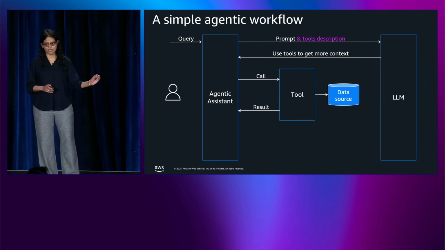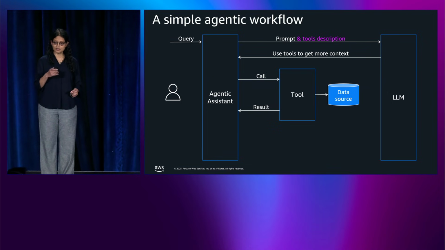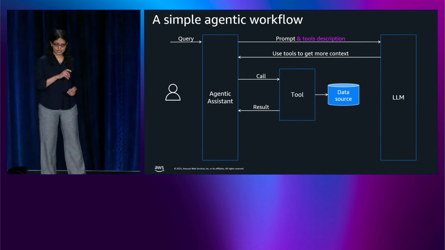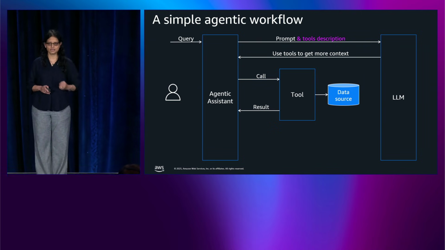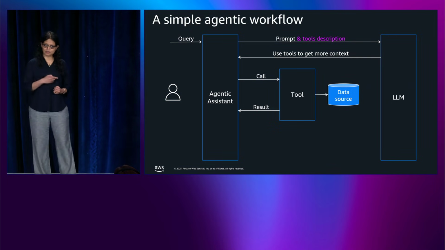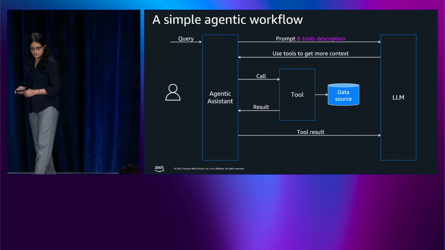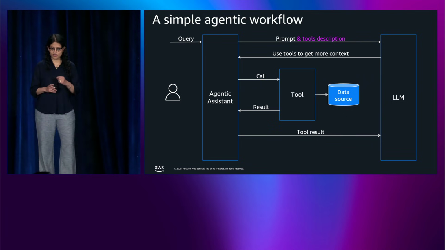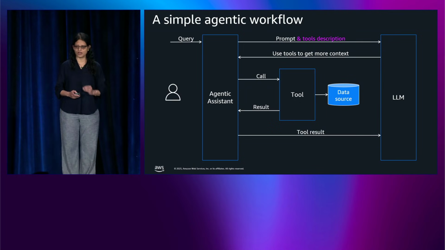So it makes the request back to the agentic assistant so that it can get the context. The agentic assistant invokes the function to retrieve the information from your data source. It gets the results, and these results are sent back to the large language model. Now, the large language model gets that information of the results, context, it's going to reflect, it's going to figure out what is going to be the next course of action.